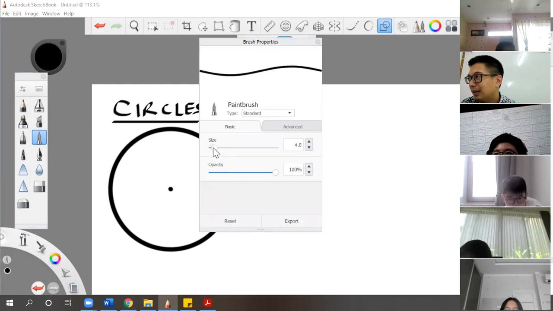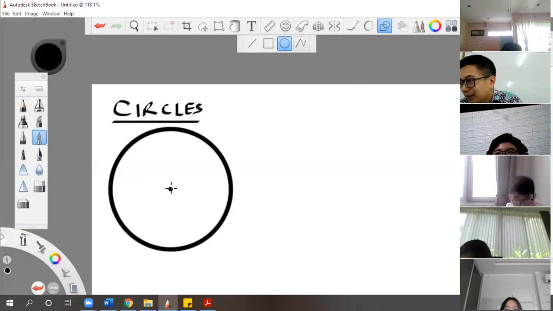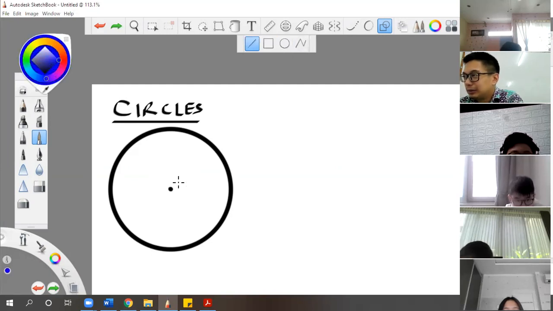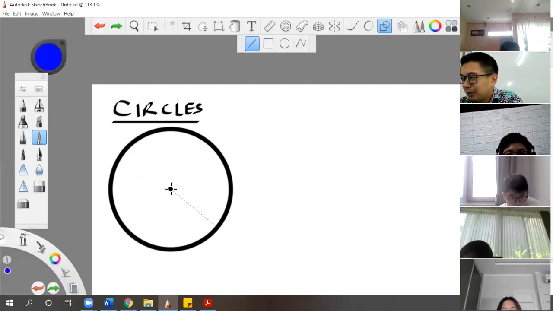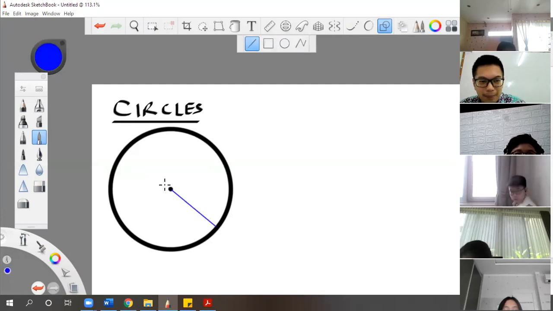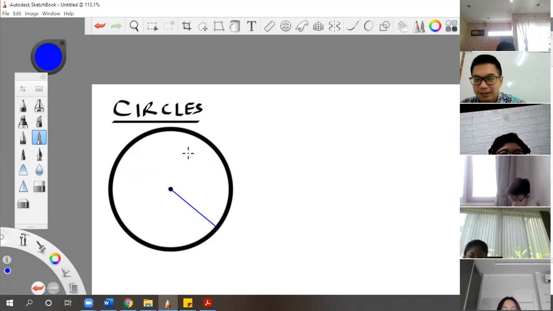What are its features? Come on, what do you know? From the center to the edge, what is it called? Anyone? From the center to the edge or to the perimeter, what is it called? Radius. Okay. Radius is the distance from the center to the perimeter. The perimeter is the outline around it, or the circumference.